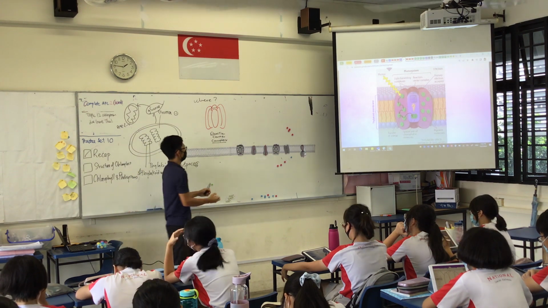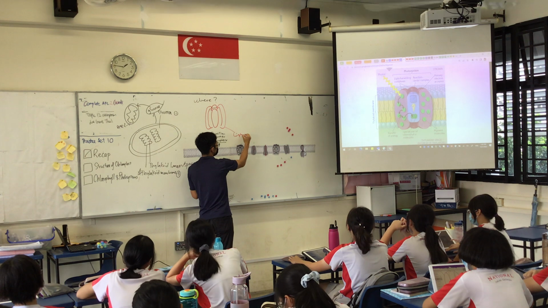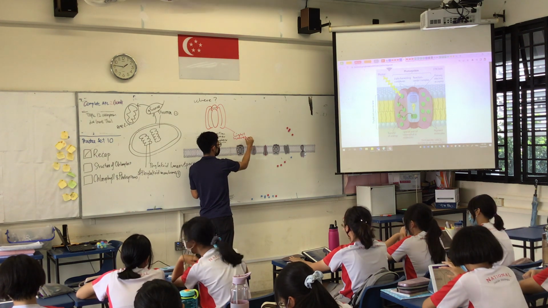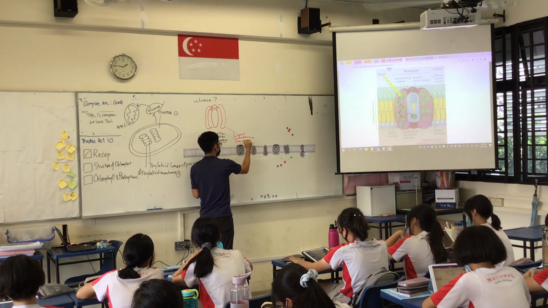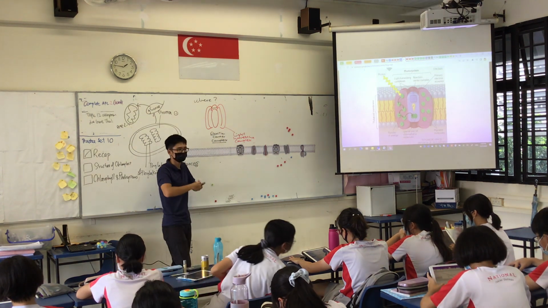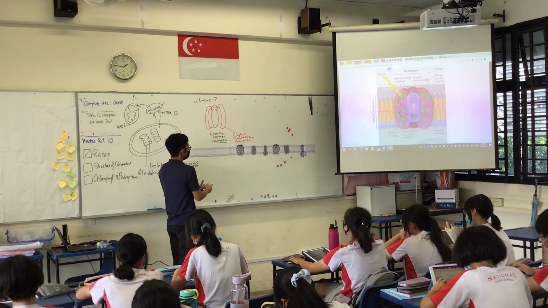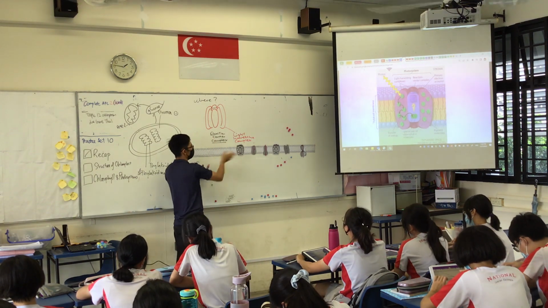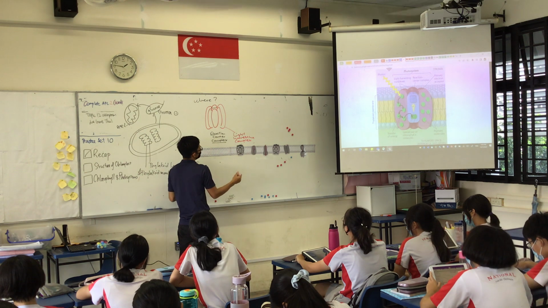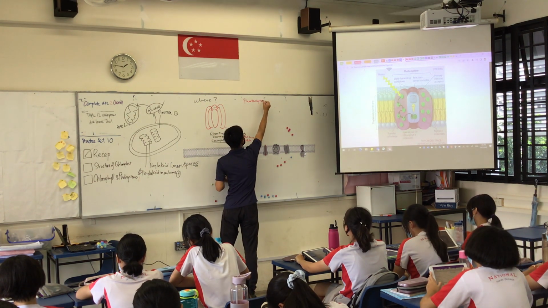I refer to each one of these segments as a light harvesting complex. Together, these two components make up what we call a photosystem.